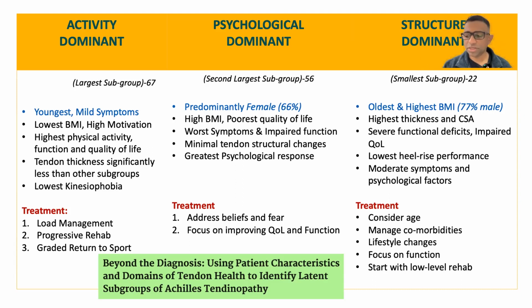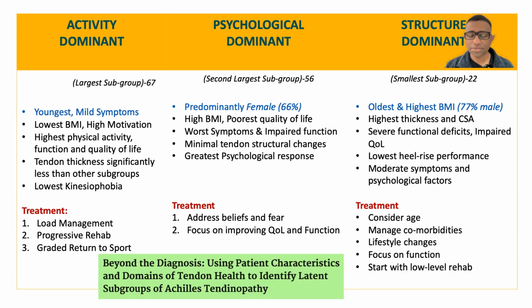So I think next time you see an Achilles tendon patient, look into the subcategories. Are they the younger, milder types, quite active with less kinesiophobia? Or the psychosocial dominant, more female, high BMI, poor quality of life, and greater psychological response? Or who have more issues with the structure, a bit older, generally male, and also poor functional deficits and poor quality of life. So obviously, this is not a strict criteria, but it gives you an idea of the different subgroups which we need to really be aware of when we are dealing with Achilles tendon patients as well.